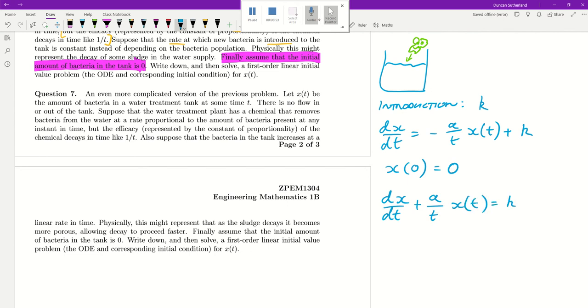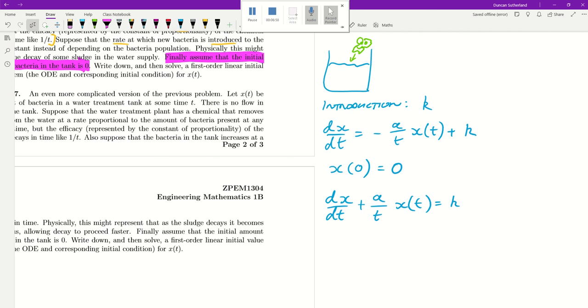Like so. We can now deduce the integrating factor. So our integrating factor is this integrated and exponentiated. So it's going to be r of t equals e to the integral of a on t dt. Integral of a on t is a log of t.